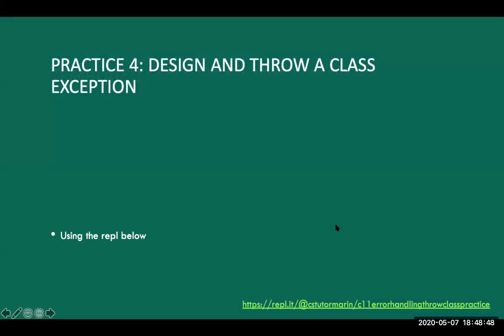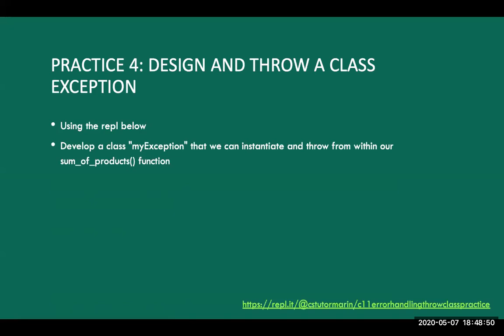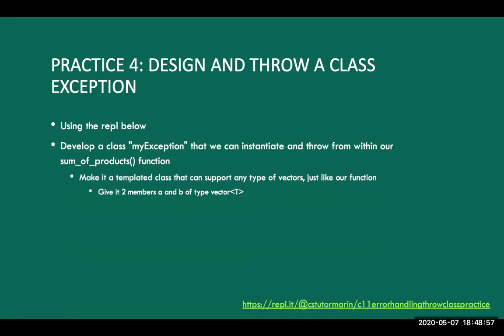So what we're going to have you do is go in and tweak a few things on that so you can see it. We're going to use that as a way to catch this exception information. And we want you to give it two members, A and B, and pass both vectors that are causing this problem in my sum of products function into this instance of my exception so the catcher can print out their respective sizes, okay?